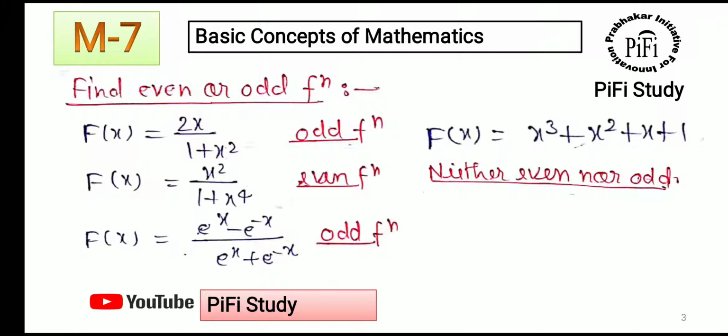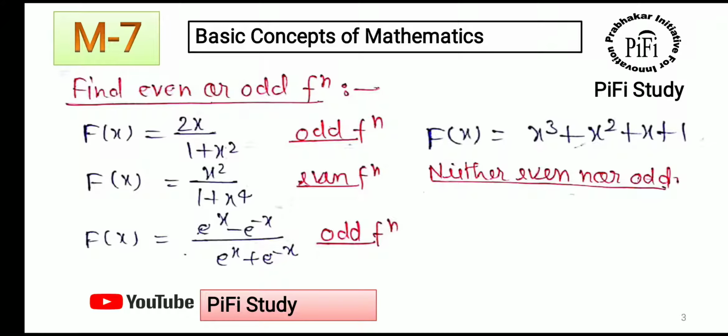f(x) is equal to 2x by 1 plus x square. If you replace x by minus x, then you will get minus of f(x). That means it is an odd function. And in the second case, f(x) is equal to x square by 1 plus x to the power 4. Replace x by minus x, you will get the same function. So it is an even function.